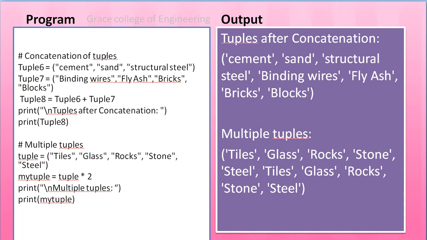Next, concatenation of tuples, joining two tuples. So first create two tuples and then by using the plus operator you can concatenate, you can join. Then you can get the output. See the output, two tuples are concatenated. Then multiply tuples. If you want to multiply the elements stored in the tuple, you can use the star operator. So here I have used star 2. So 2 times it is multiplied.